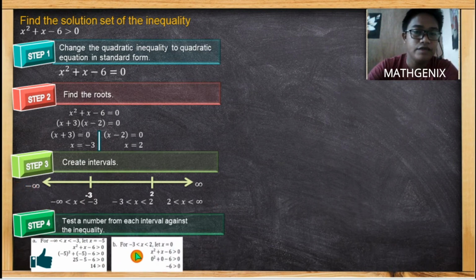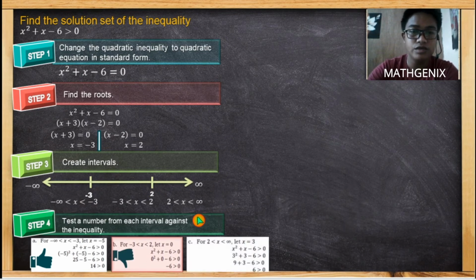So for negative 3 is less than x is less than 2, let x is equal to 0. Ang ginawa natin para madali lang siyang isolve. x squared plus x minus 6 is greater than 0, negative 6 is greater than 0, meaning hindi greater ng 0 si negative 6. So meaning hindi part ng solution set itong in between kay negative 3 and 2.